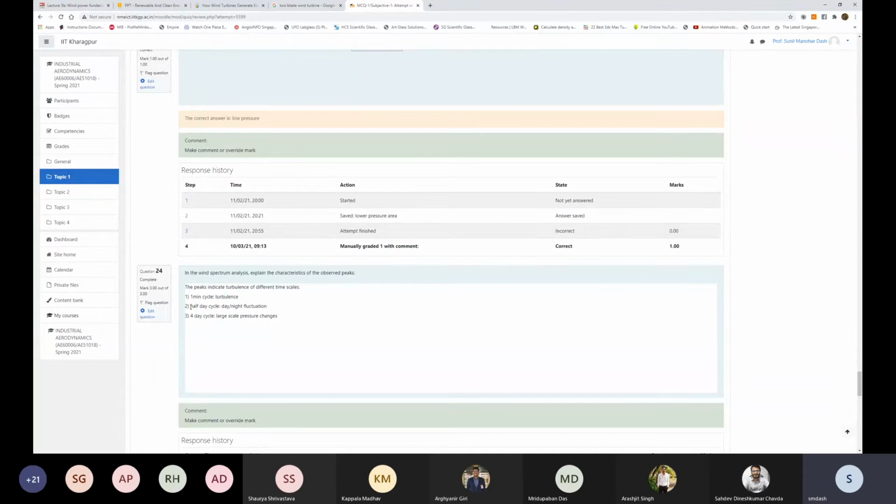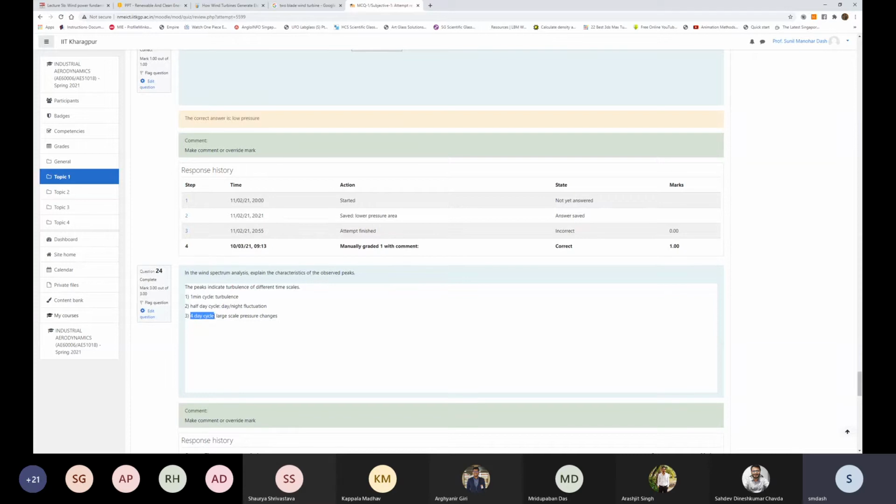Then the half day cycle peak corresponds to the day and night fluctuation of the wind due to the change of 12-hour wind condition. So because of that you get a half day cycle, or 12 hours peak.